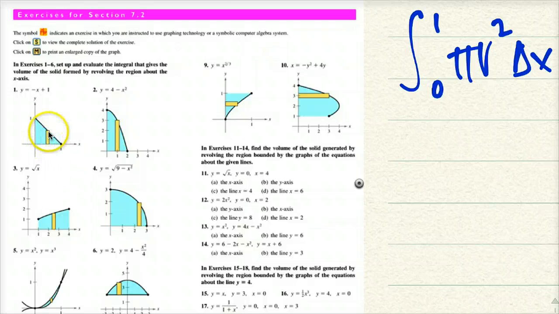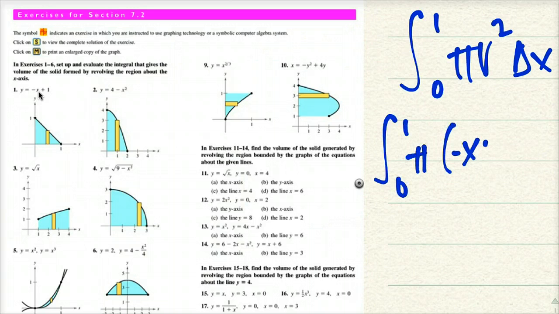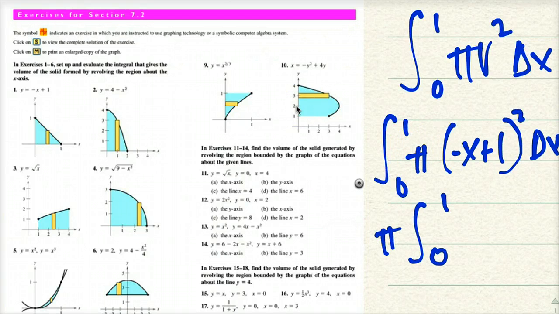My r, you may notice, the radius of this yellow rectangle if it was rotated around the x-axis, is going to be equal to the height of the function, which in this case is negative x plus 1. So I will substitute that into my integral, like so. And then I could factor out that pi. I could also FOIL this to make it easier, but what I'm going to do is just leave it as it is.